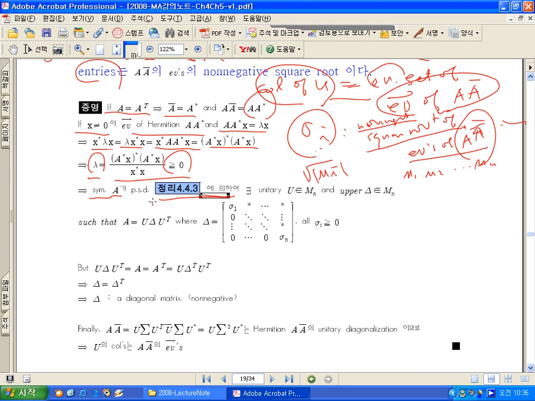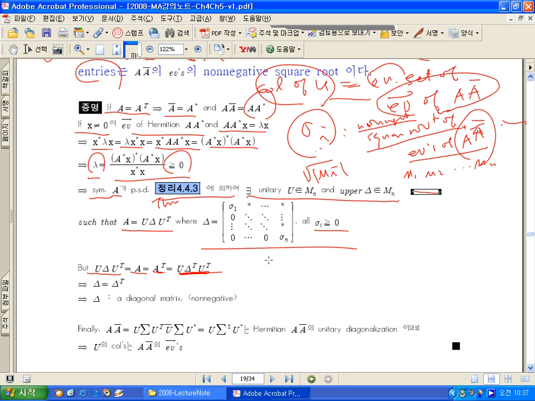Then by theorem 4.43, there exists a unitary matrix U and upper triangular matrix delta such that A is equal to U delta U transpose, where delta has main diagonal entries all sigma i's, and all sigma i's are non-negative. But U delta U transpose is A, so A transpose can be written as U delta transpose U transpose.